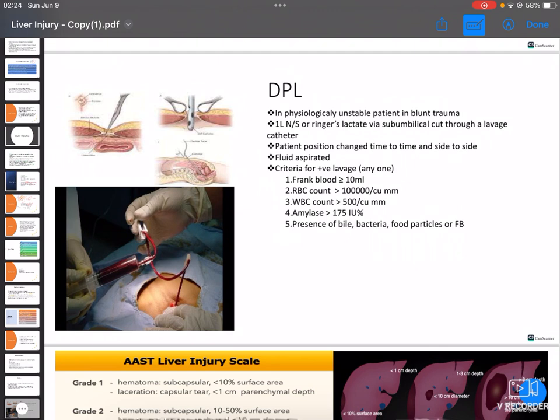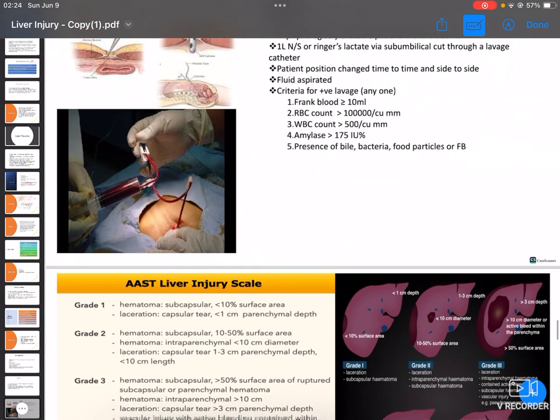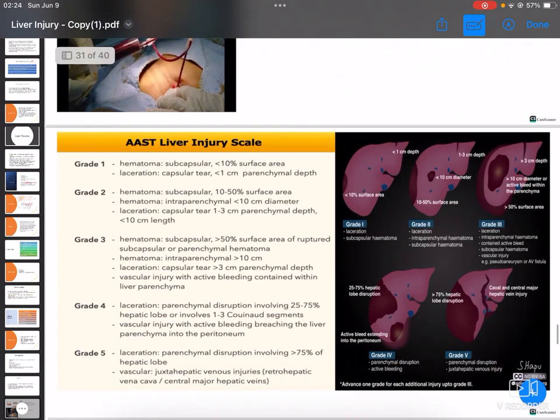Criteria for positive lavage, any one of these: frank blood more than 10 ml, RBC count more than 10 per cubic millimeter, WBC count more than 500 per cubic millimeter, amylase more than 175 IU, and presence of bile, bacteria, food particles and foreign body.